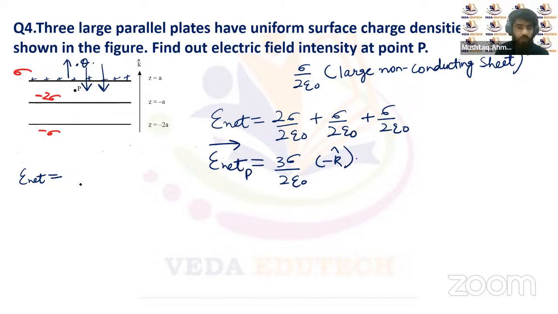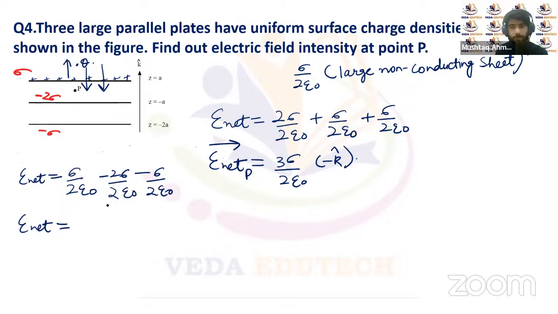So the net field will be sigma upon 2 epsilon naught, minus 2 sigma upon 2 epsilon naught and minus sigma upon 2 epsilon naught, right? Okay, there's a bit of calculation error here. In this case, 2 and 2 will get cancelled. It will be sigma upon epsilon naught.